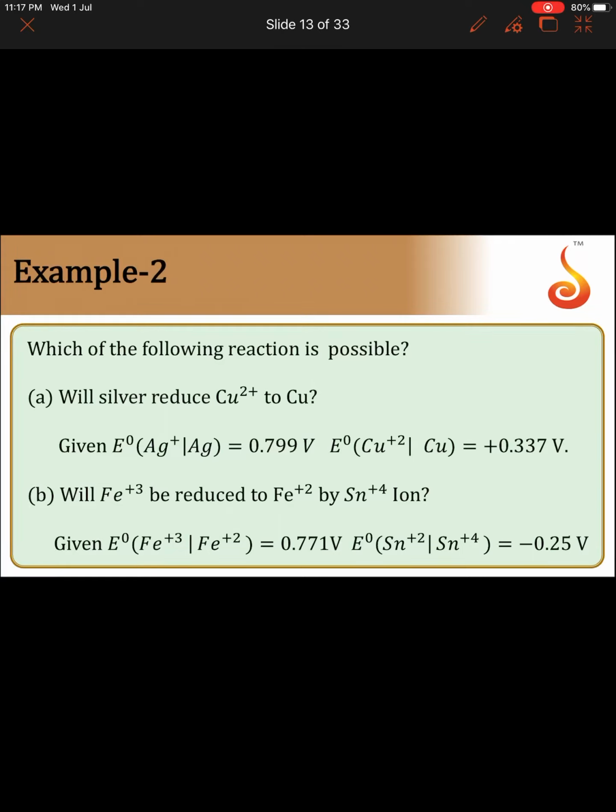Which of the following reactions is possible? First one, option A: will silver reduce Cu+2 to Cu?